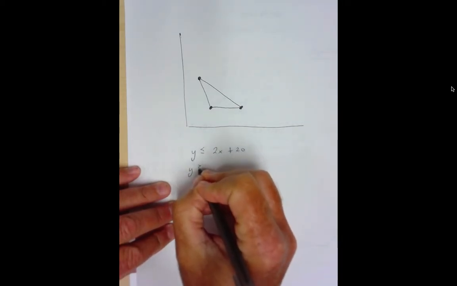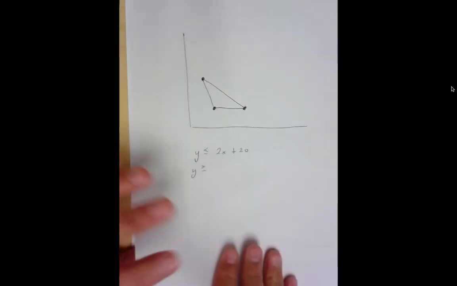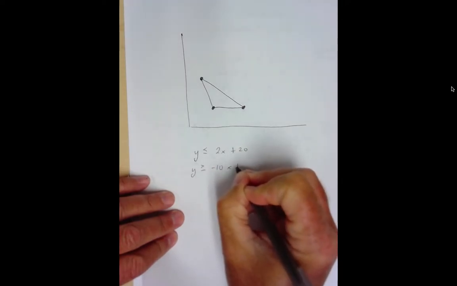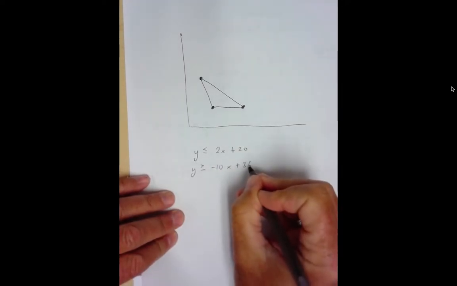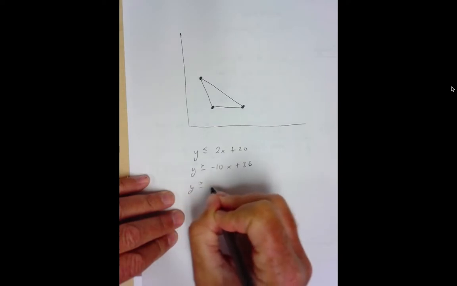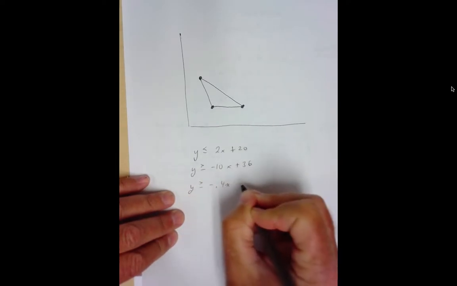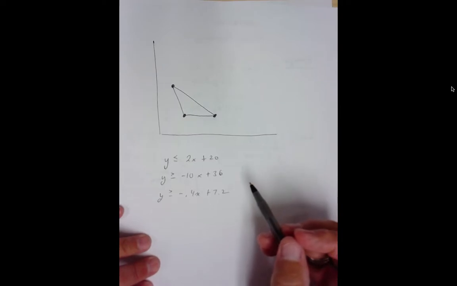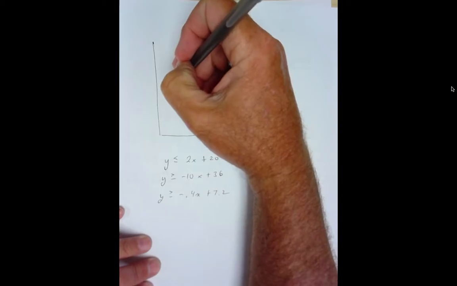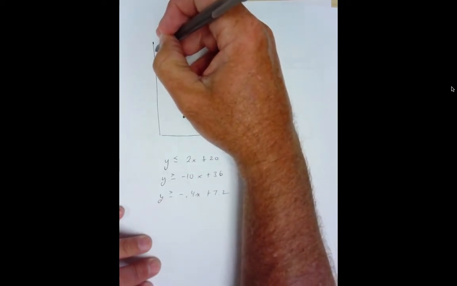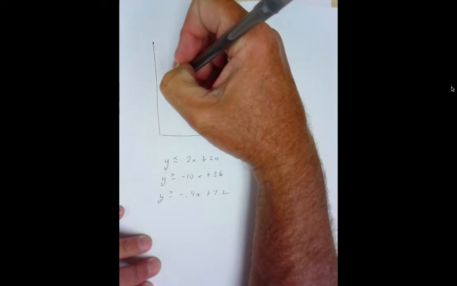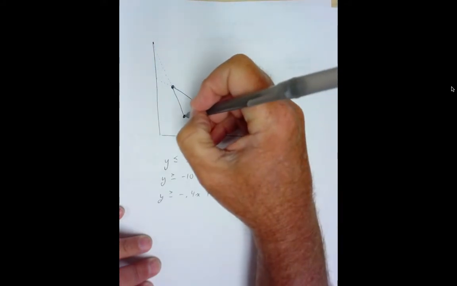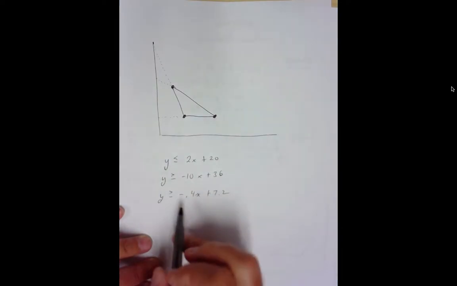I have y greater than or equal to negative 10x plus 36. And I have y greater than or equal to negative 0.4x plus 7.2, right? Yes. Now, what I want to do is identify, and I do that using the y-intercepts. So if this thing were to go on, I would see that it has the highest y-intercept. This one has the second highest. And this one has the third highest.